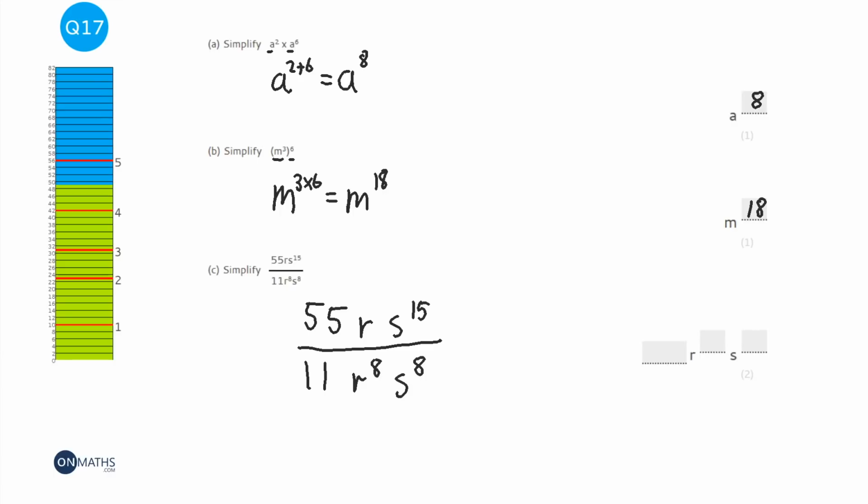Okay, first thing I focus on is the number. Now 55 over 11, so I know that 55 divided by 11 is going to be 5. 55 divided by 11, that's all we've got to do. And the reason we can do that is there's only one term at the top and one term at the bottom. A term is defined by whether there's a plus or a minus, and there's no pluses or minuses here.